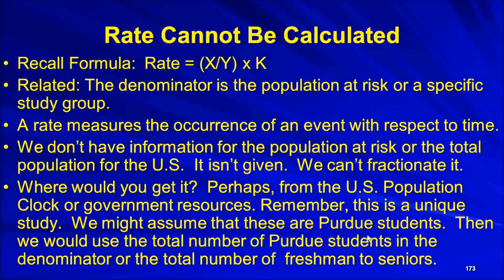Remember, this is a unique study. We might assume that these are Purdue students. Then we use the total population of the number of students at Purdue in the denominator, the total number of freshmen to seniors, which I don't know, is roughly about 40,000. So in that case, the denominator would be 40,000, depending on if we were focusing on the campus and a unique population, and if we were focusing on the U.S. population, the denominator would be 315 plus million. Okay.